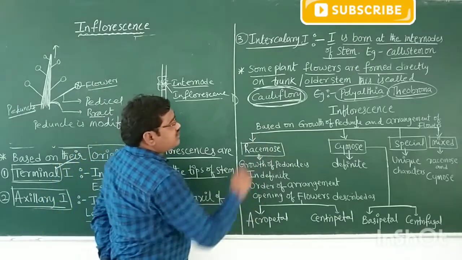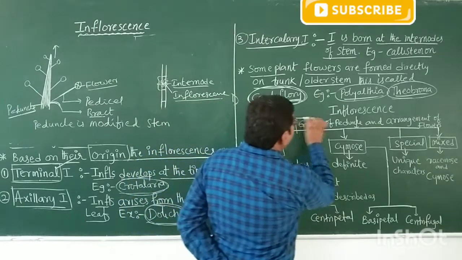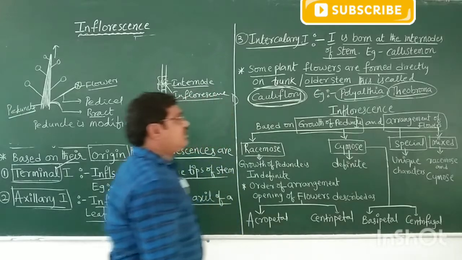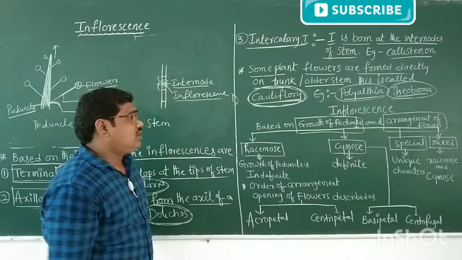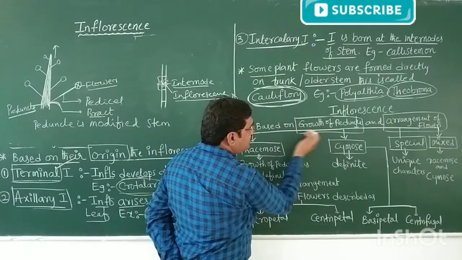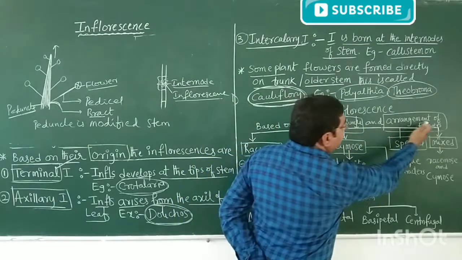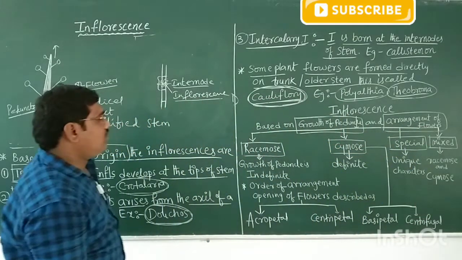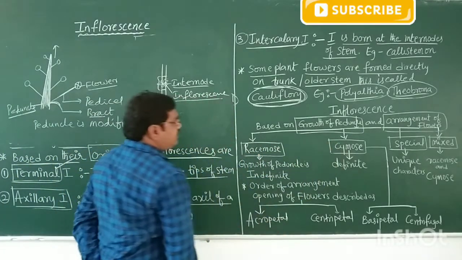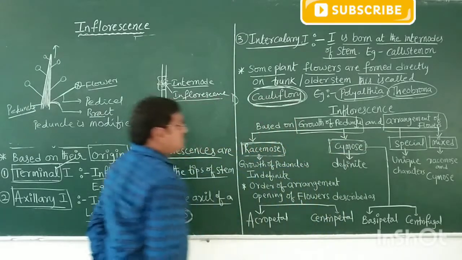Now these inflorescences are classified into four groups based on the growth of the peduncle, the arrangement of flowers, and the opening of the flowers. So in this classification, what is the main difference between racemose and cymose?